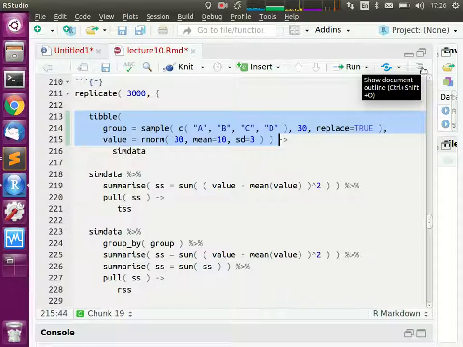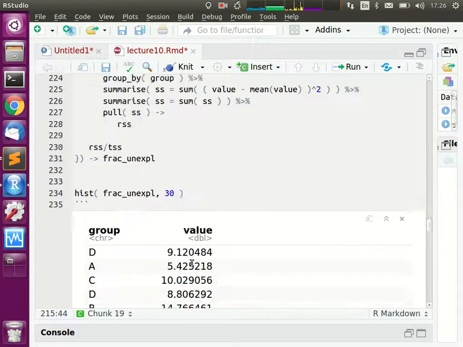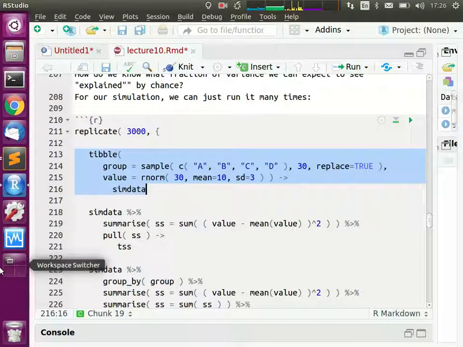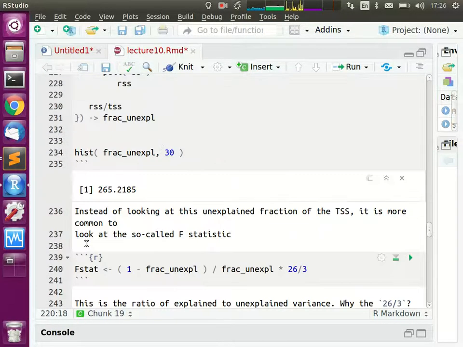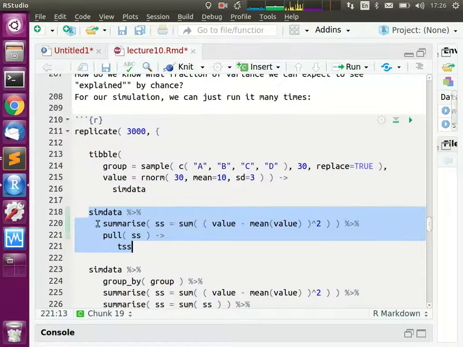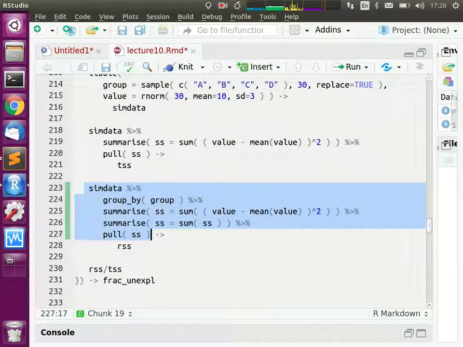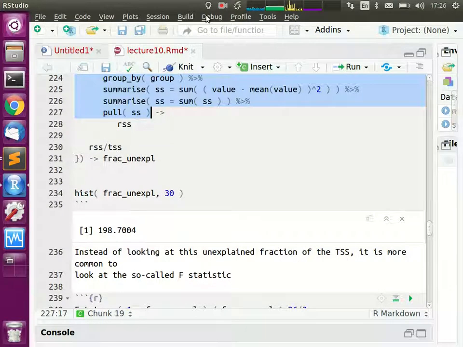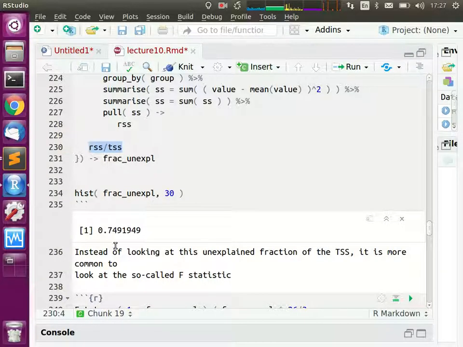So look at it again. I calculate a random table here with randomly assigned letters A to D and randomly chosen values which have nothing to do with each other, and store it in my variable sim data. With my simulated data, I calculate the total sum of squares and store it in the variable TSS. Again using my simulated data, I calculate for each of the groups A, B, C, D separately, and get a slightly lower number which I call the residual sum of squares. Now I divide the two by each other and say 75% are residual and 25% seem to be explained. I call this the unexplained fraction of the squares.